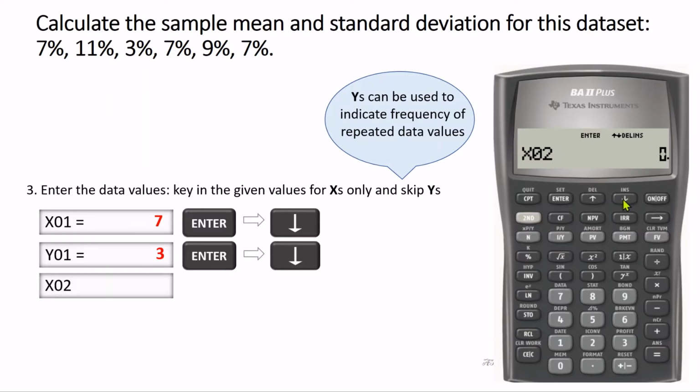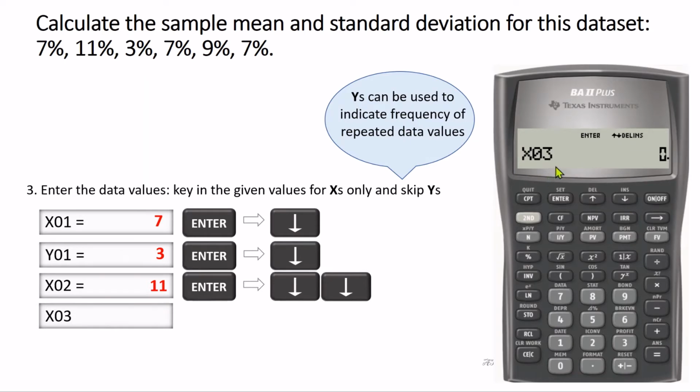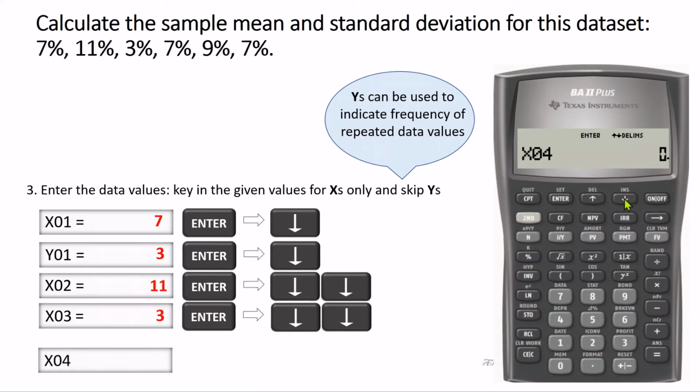X2 is our second data point. In this case, 11%. So I'm going to press 11 and then press enter. 11% is repeated once, so all I need to do is press the down arrow key twice to skip the Y entry. X3 represents the third variable, in this case 3%, so I press 3 and enter. Again, 3 is repeated once, so I can just skip the Y entry by pressing the down arrow key twice. Finally, the last value is 9%, so I press 9 and press enter. Now we are done entering the values.